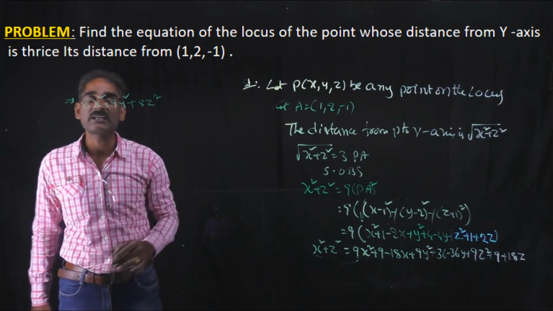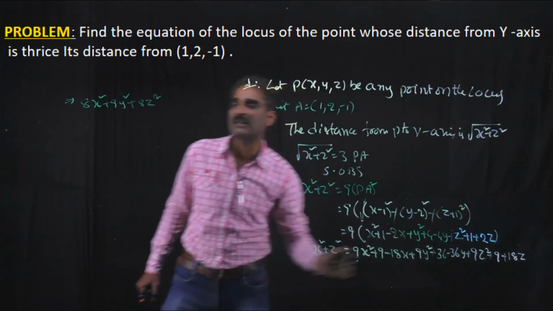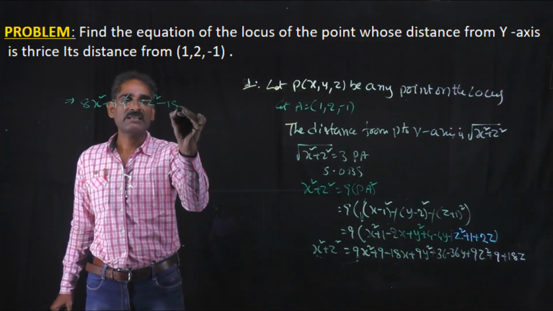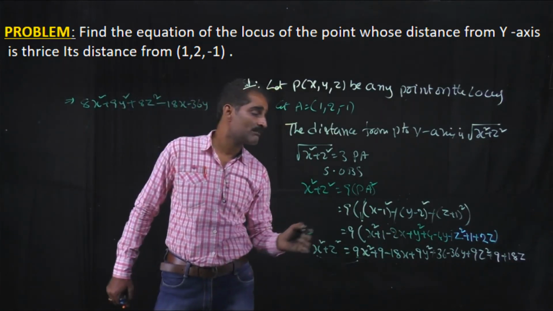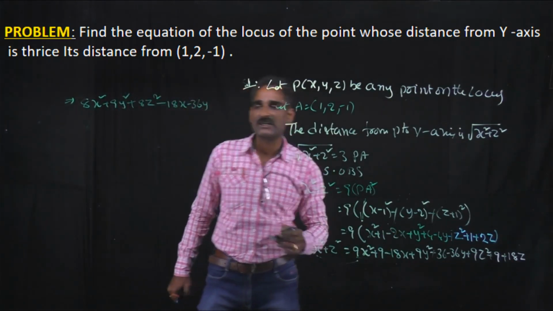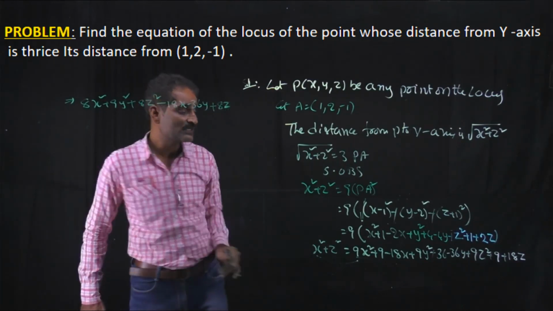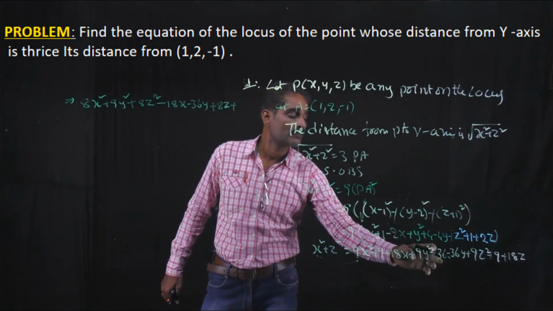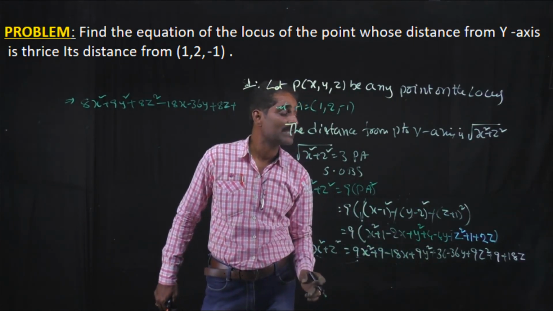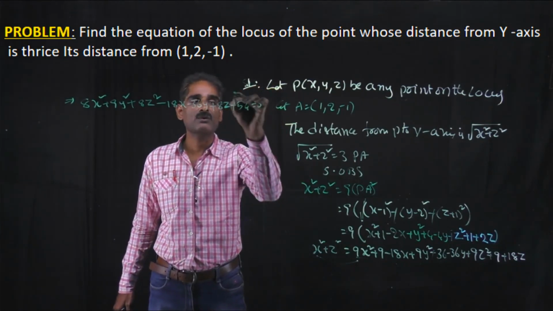These are the second degree terms. Next write down the first degree terms: minus 18x, minus 36y, and what about the z term? Plus 18z. So what about the constant term? 36 plus 9, 45, 45 plus 9, 54. So the equation is 8x square plus 9y square plus 8z square minus 18x minus 36y plus 18z plus 54 equal to 0.